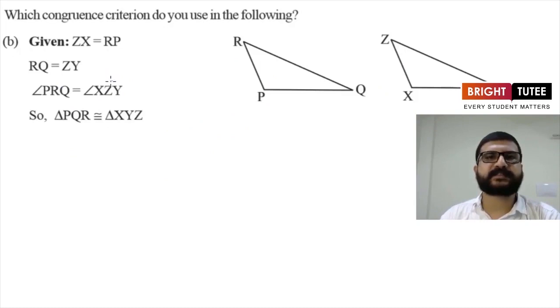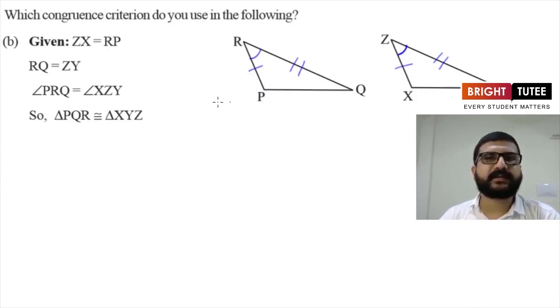Now this is the second part of the same question. So here 2 triangles are PQR and XYZ, and the things which are given to us are ZX is equal to RP, and RQ is equal to ZY, and angle PRQ is equal to angle XZY. Now we have to tell again by which criteria these 2 triangles are congruent. So now what do you think?